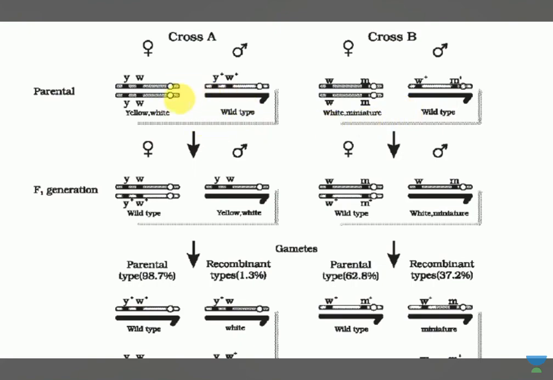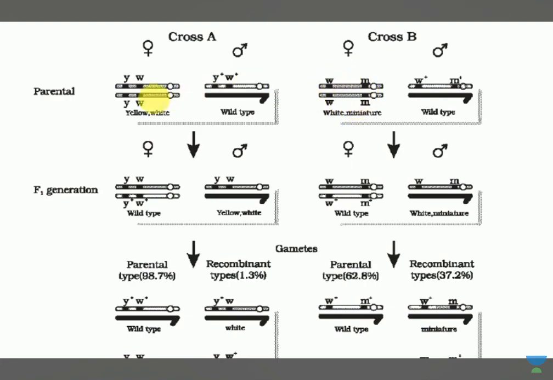So इनके बारे में अब cross होगा इनका. Okay, so there is cross A which is having two characters, yellow body and white eye, that is the body color and the eye color. The second individual is of wild type, and in second cross the two different characters are taken, that is white and miniature. So in the very first character you can observe that there are two genes, that is small y and small w, and these are present very close to each other. These are present very close to each other in a fine vicinity. But when we talk about small w and small m, these are present quite far.